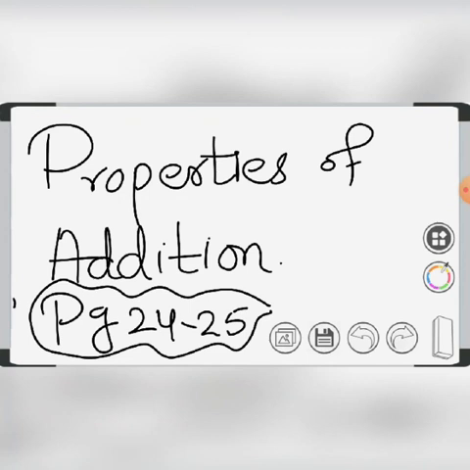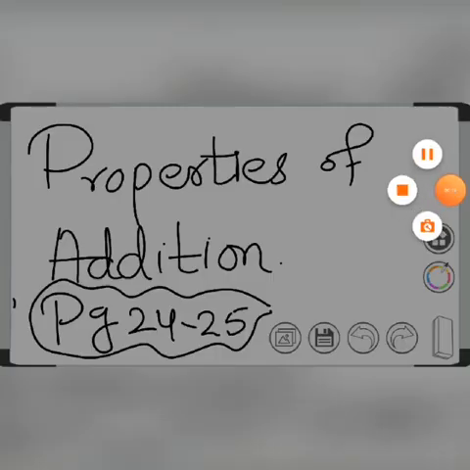Today we will learn properties of addition and we will work on book page number 24 to 25. Let's start. The first property of addition is commutative property of addition. And what is commutative property? The sum of the numbers remains the same even when the order of the numbers changes.